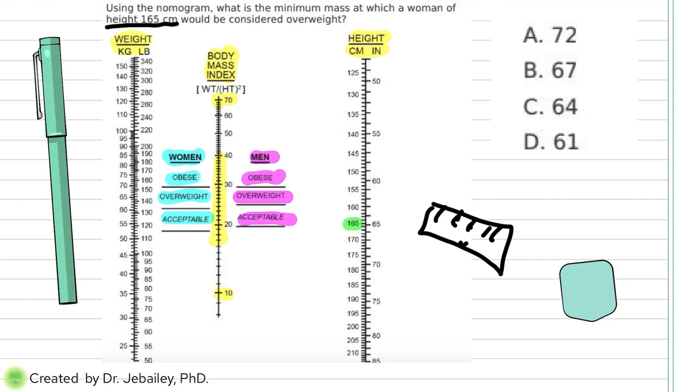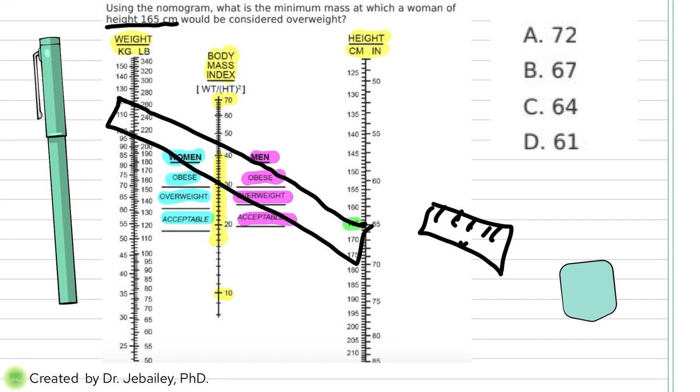So if the woman has a height of this, now the question says, what is the minimum mass? That means the smallest weight she can have in which she will still be considered overweight. What is the minimum mass at which a woman of this height would be considered overweight? So at a certain point, what is the mass that puts her into consideration of being overweight? So this is the case where you get the ruler, and you would just line up like this and touch the weight like this.